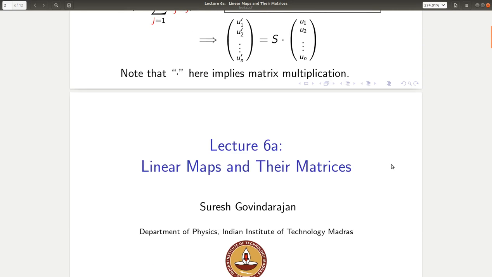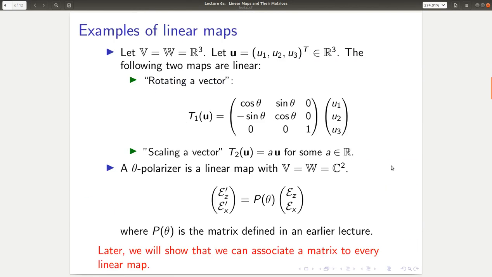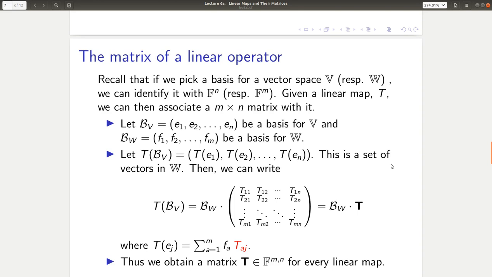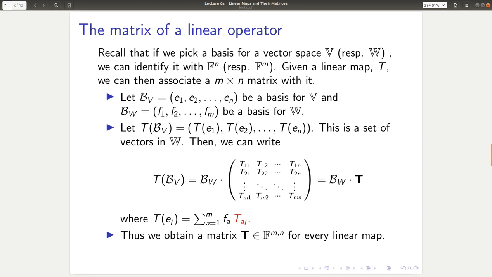Isomorphism is the correct word, but we have not defined what we mean by that. So that's why I'm sorry I used it in an earlier lecture. Okay, so let's go ahead and do the following thing. Choose a basis. So B subscript V, E1 to En, is a basis for V. B subscript W, F1, F2 up to Fm, is a basis for W.